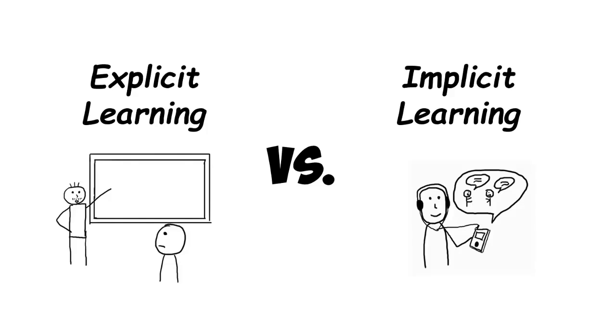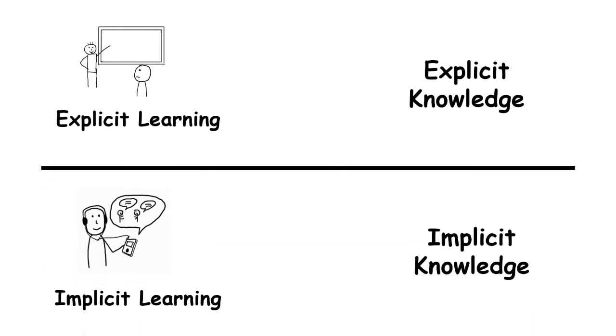To answer this question, consider this. Just like there are two types of learning, there are also two types of knowledge, explicit knowledge and implicit knowledge. Explicit learning results in explicit knowledge, whereas implicit learning results in implicit knowledge. And there's a very big difference between these two knowledges.